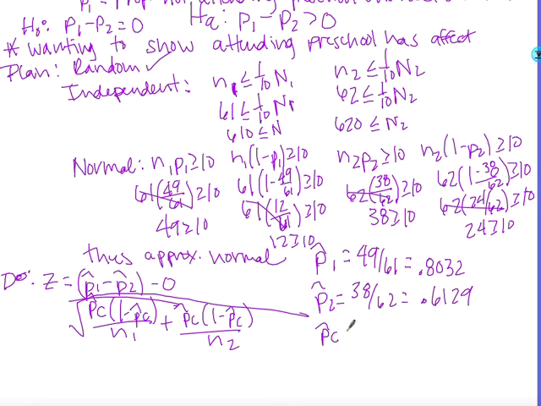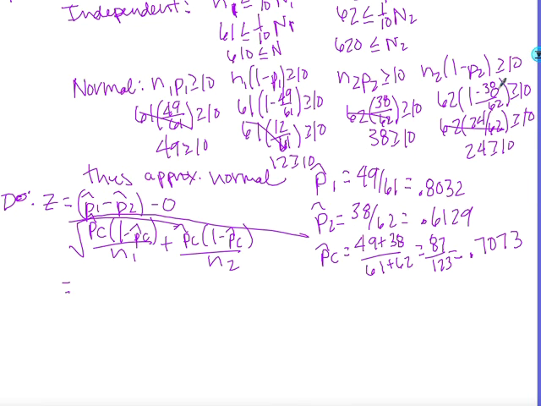And your P hat C is going to be your total people that needed social services. So that would be 49 plus 38 out of 61 plus 62. And so that gives you 87 out of 123, which turns out to be 0.7073. So basically you would take all of those and plug all of those in, and I'm rushing through this because you guys are standing outside the door and looking in this window at me, being real creepy. So whenever you do that, you would end up with your Z at 2.32.